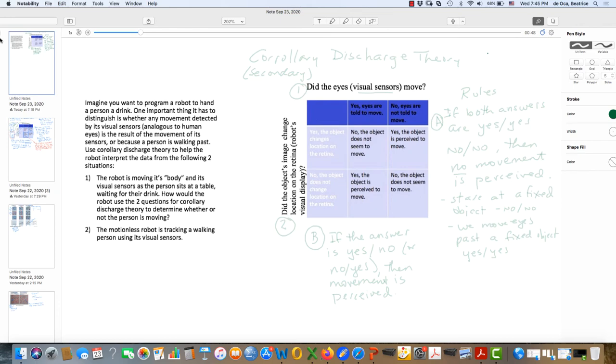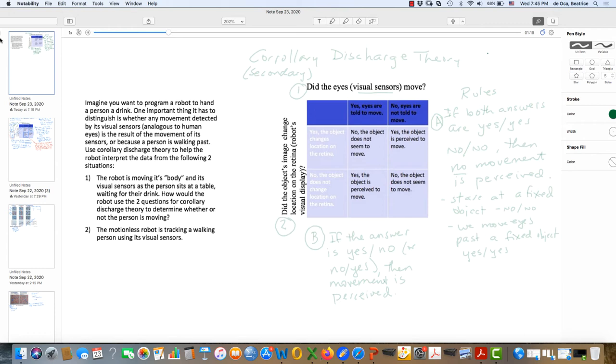We have an imaginary situation here where you want to program a robot to hand a person a drink. One important thing it has to distinguish is whether any movement that's detected by its visual sensors, which in this case would be analogous to the human eyes, is the result of the movement of its sensors or because a person is walking past, and that's creating the movement. And so it's the same dilemma that we have with corollary discharge theory.